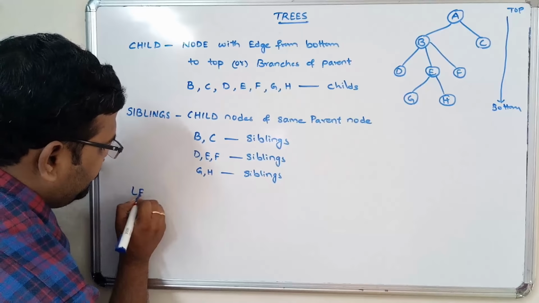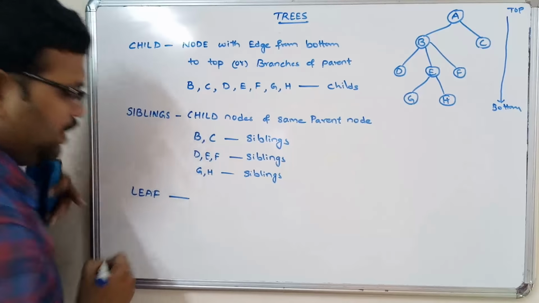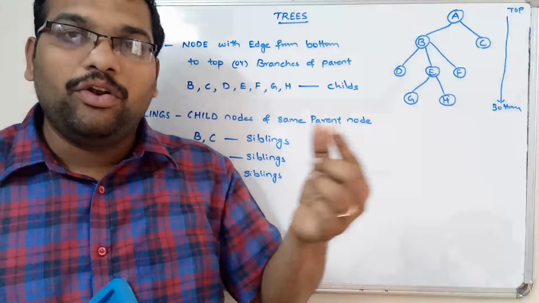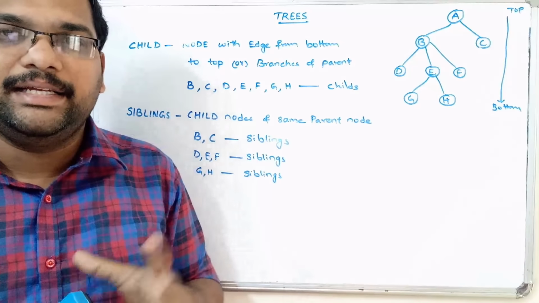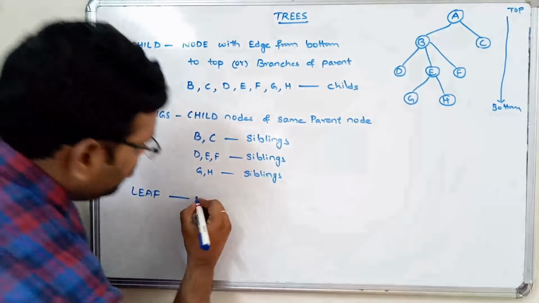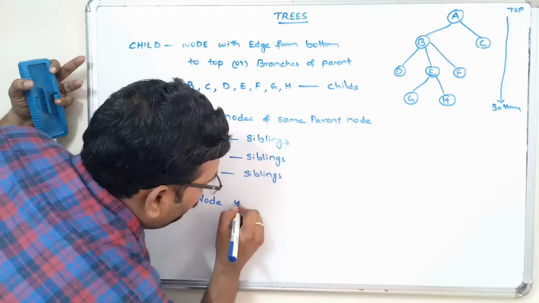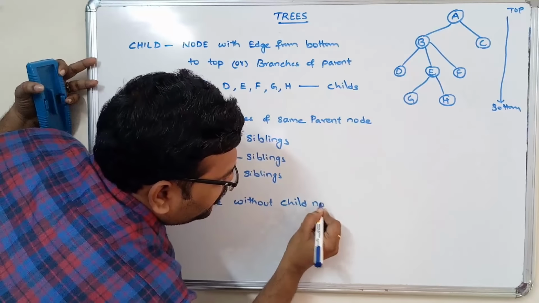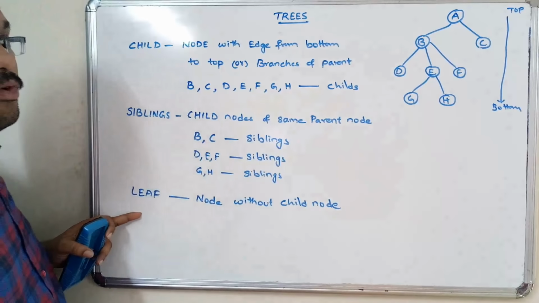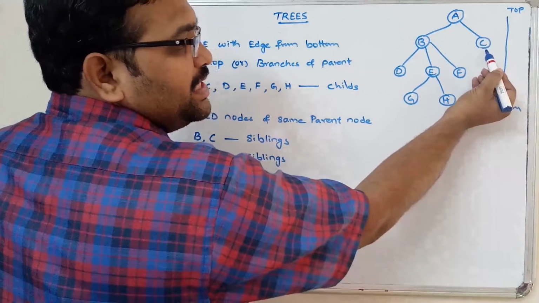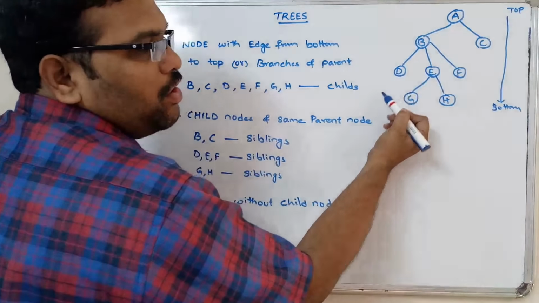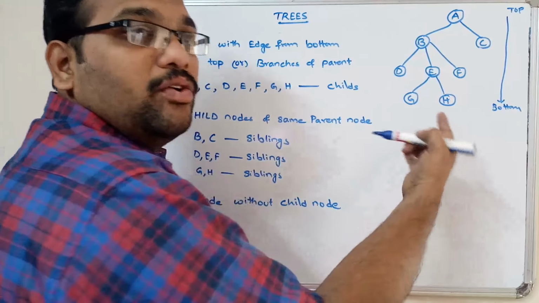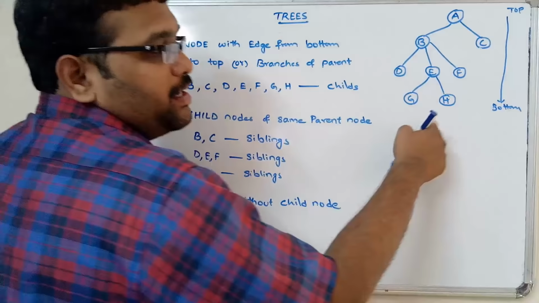Next. A leaf node means the node which is not having any child. A node without child node is called a leaf node. So here you can observe that C is not having any children. D is not having any children. F is not having any children. G and H, all these nodes are not having any kind of children, right?